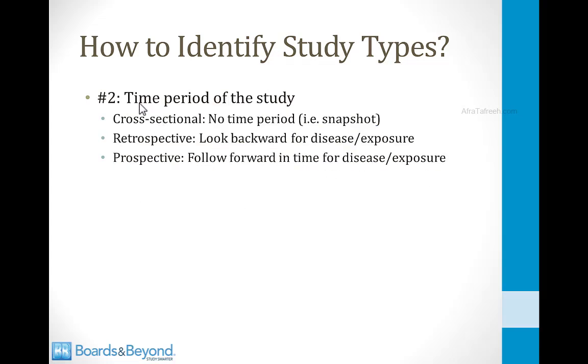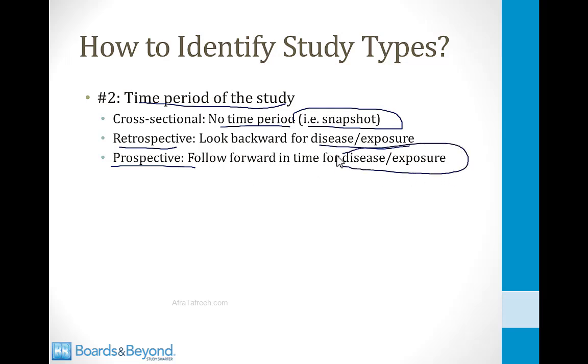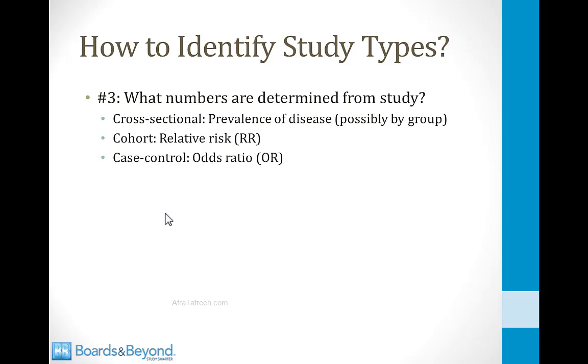Next, pay attention to the time period of the study. So in cross-sectional studies, there's no time period. It's just a snapshot in time. In retrospective studies, we look backward through time for disease or exposure. And in prospective studies, we look forward in time by following patients to see whether they become exposed or develop disease.